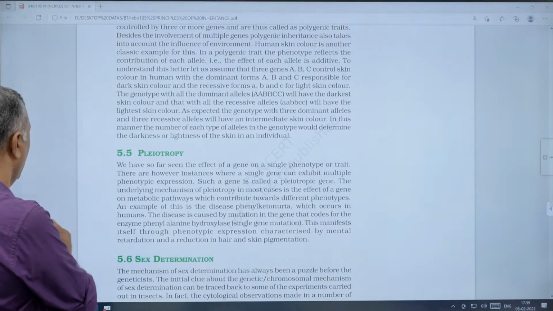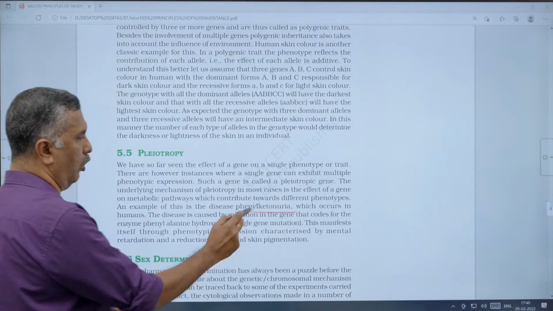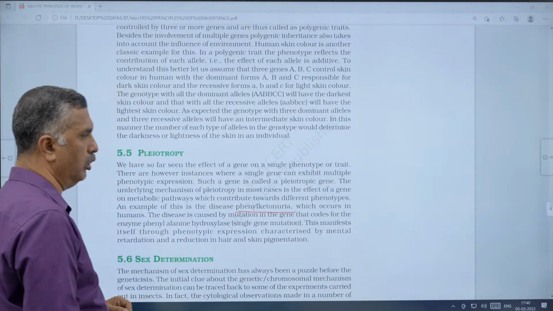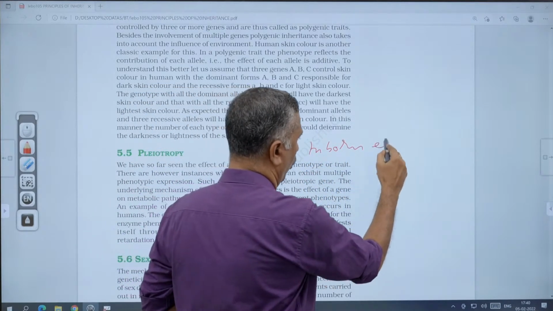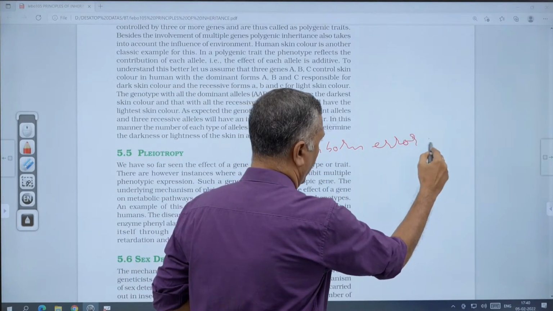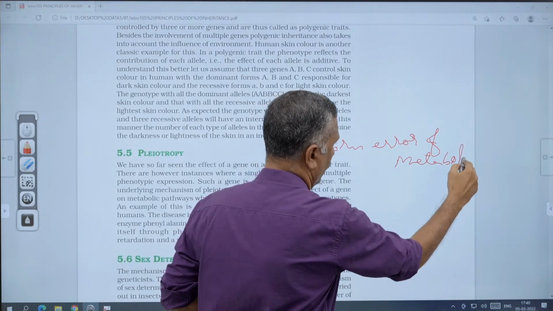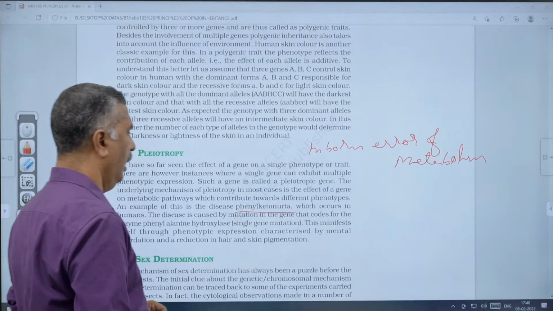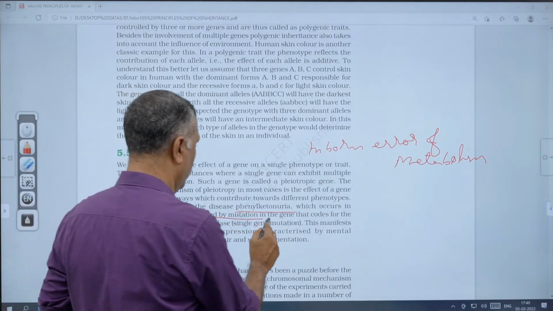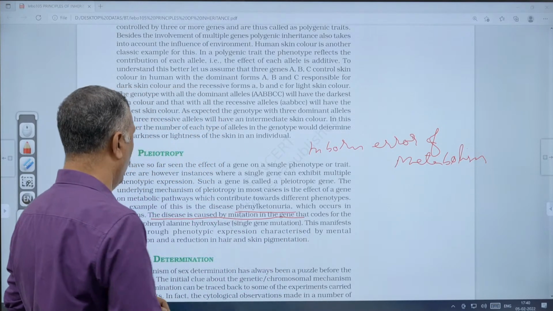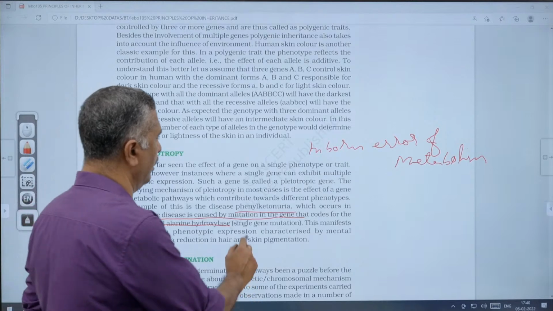That is shown in humans and is called phenylketonuria. It is a metabolic disorder, also called an inborn error of metabolism, that we study later. And here the disease is caused by the mutation in the gene that codes for the enzyme phenylalanine hydroxylase. That is a single gene mutation.